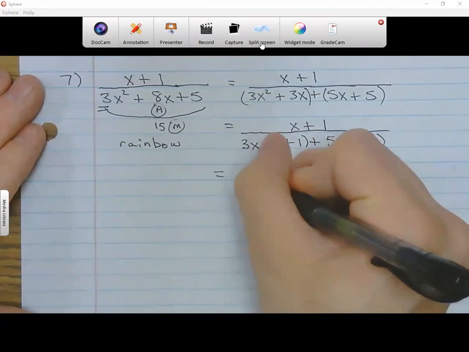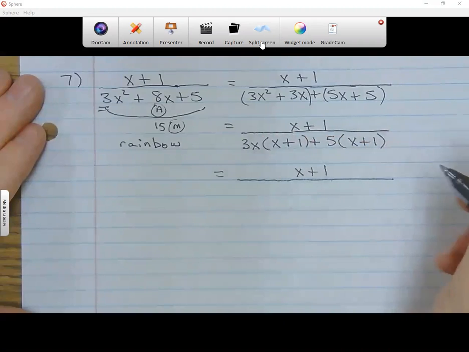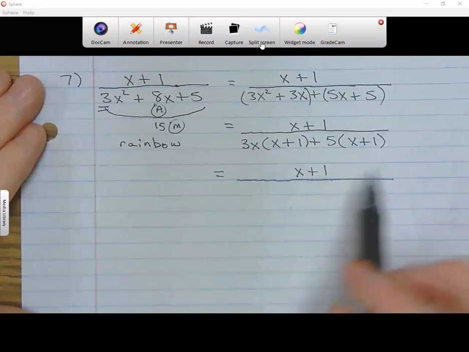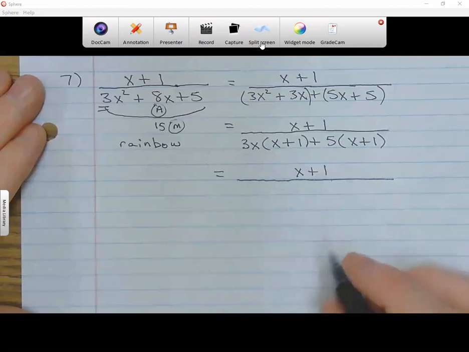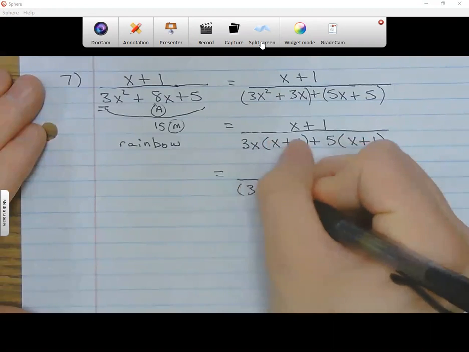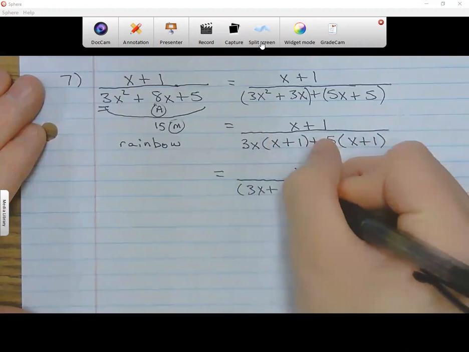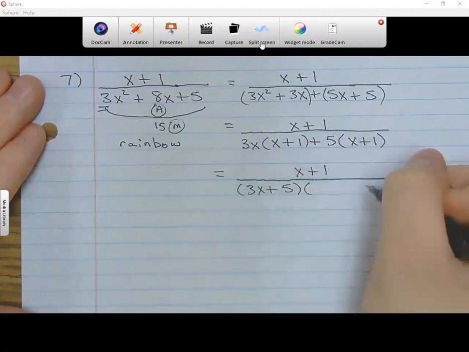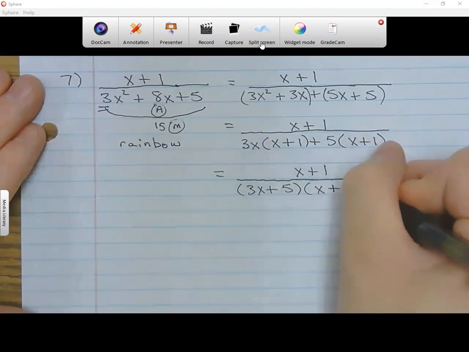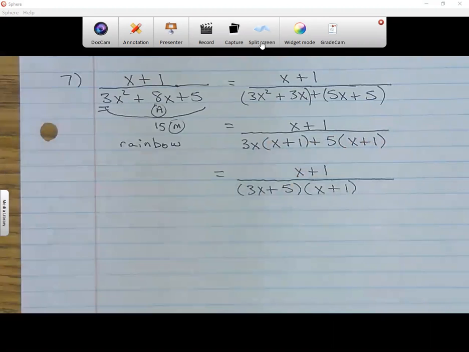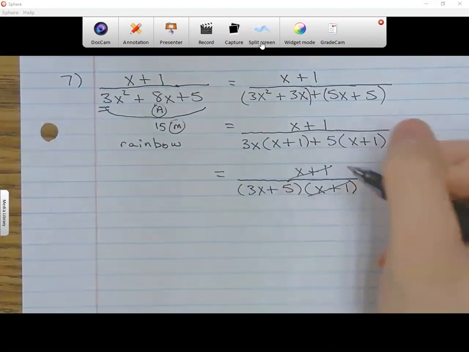The top stays the same because I haven't changed it yet. On the bottom, I can put the GCFs together to get 3x plus 5, and x plus 1 is on the inside. Okay, so now it's fully factored. What's the same on the top and bottom? The x plus 1, right?